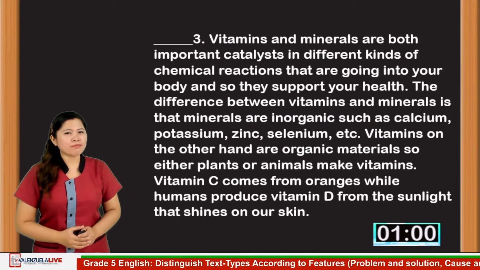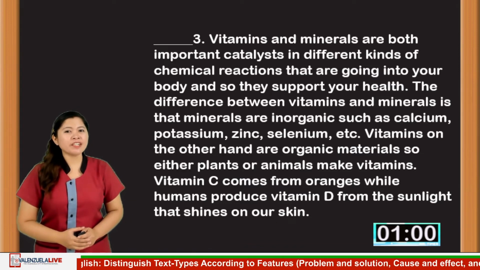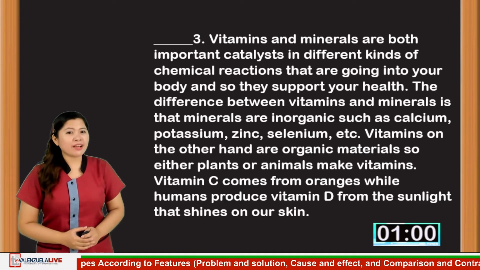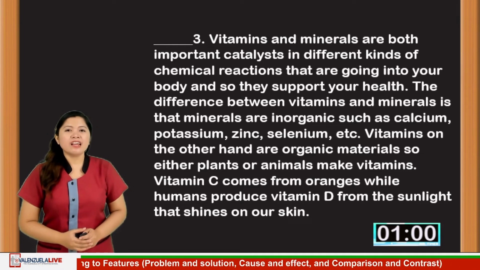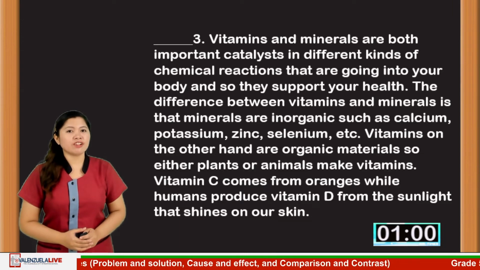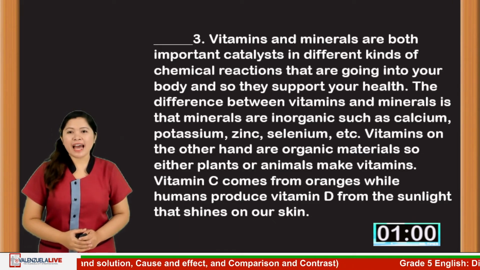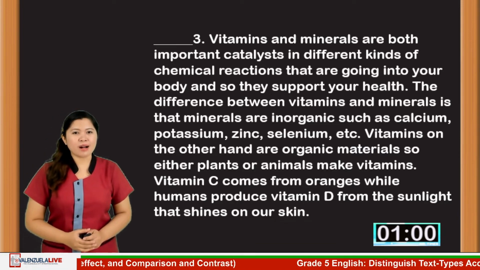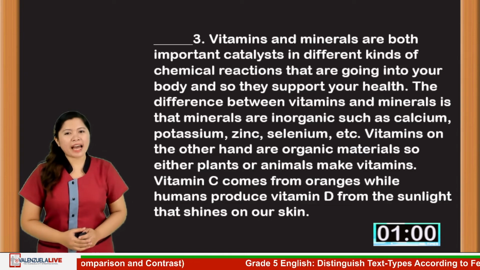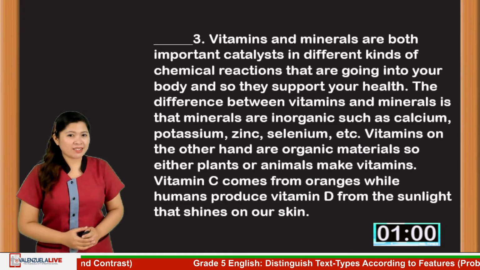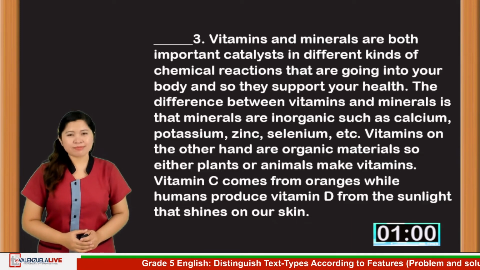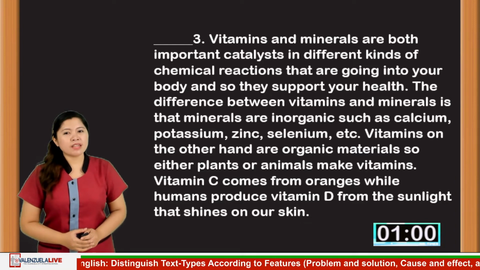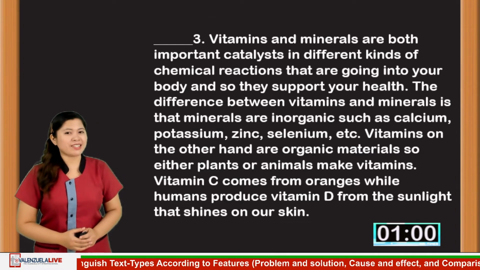Vitamins and minerals are both important catalysts in different kinds of chemical reactions that are going into your body, and so they support your health. The difference between vitamins and minerals is that minerals are inorganic such as calcium, potassium, zinc, selenium, etc. Vitamins, on the other hand, are organic materials. So either plants or animals make vitamins. Vitamin C comes from oranges while humans produce vitamin D from the sunlight that shines on our skin.